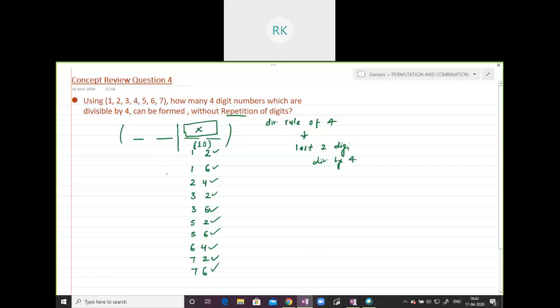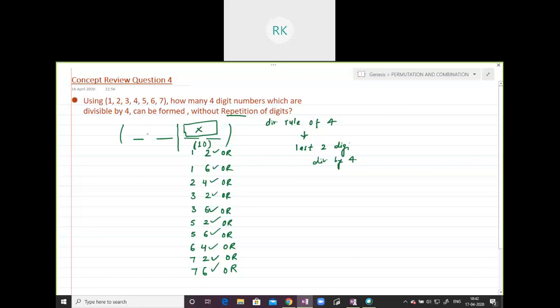10 ways. Or remember, 12. This is "or": I can plug in 12 or 16 or 24 or 32 or 36 or 52 or 56 or 64 or 72 or 76. I hope everybody understood now. Now "or" means what? Plus, one at a time.